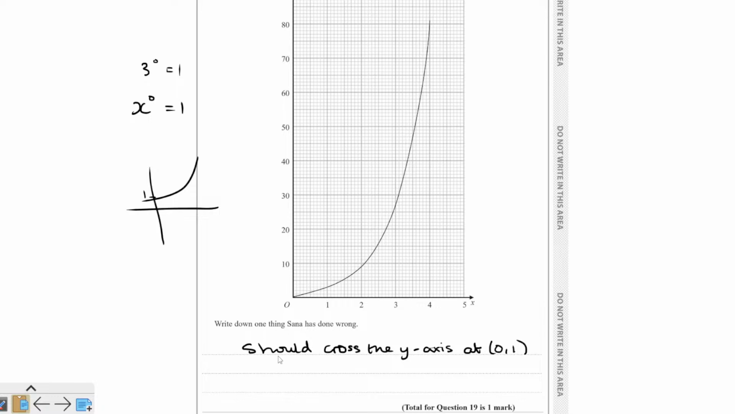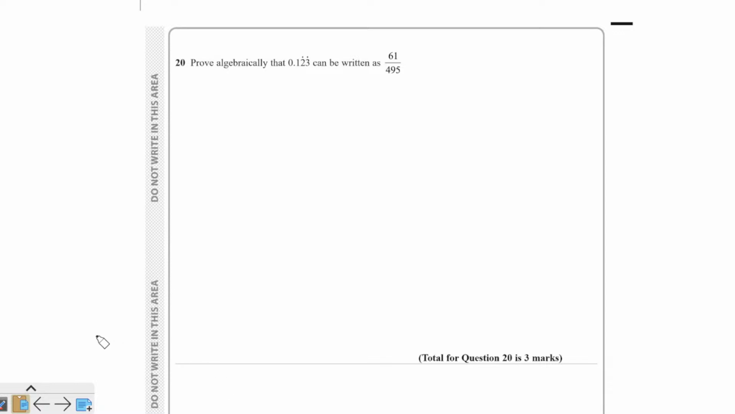Or you could say, well, that's kind of correcting it, but you could say she has crossed the y-axis at 0, 0, which is what is wrong. Should cross through at 0, 1. Anything to do with that, that's the key thing that's wrong here. I think they also allowed you to say it shouldn't intercept the x-axis, but any version of that, this is the key point that we're focusing on, is this thing down here. Okay, it's an easy 1 mark.